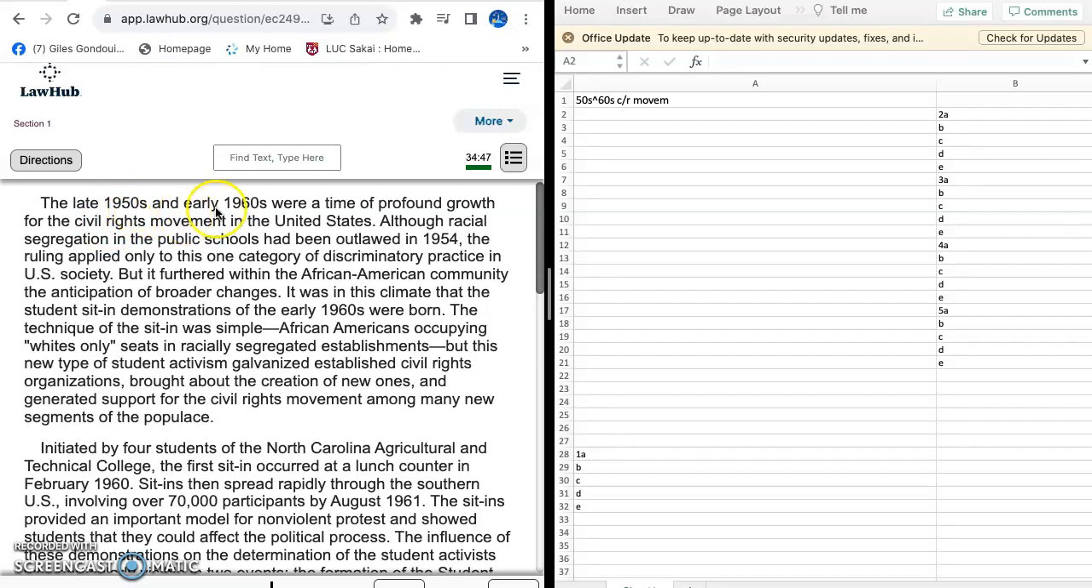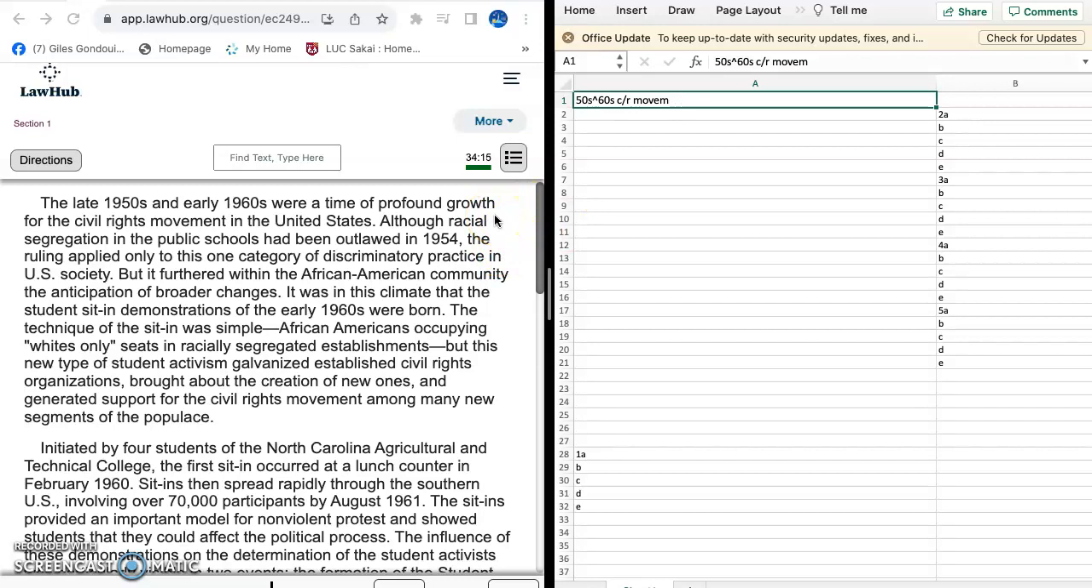The late 1950s and the early 1960s were a time of profound growth for the civil rights movements in the United States. Instead of putting 1950s, 1960s, I just put 50 and 60. And if you take a quick look, you can see that it's in 1900, so you can just work up the last two digits. So for civil rights, I have it C/R. And for movements, I didn't spell the whole thing just to save time.